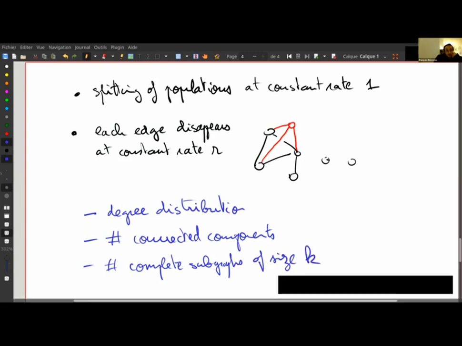So all these things are fairly explicit from a mathematical point of view. However, they're not really relevant from a biological point of view. But what you can do is you can study the other things from simulation.